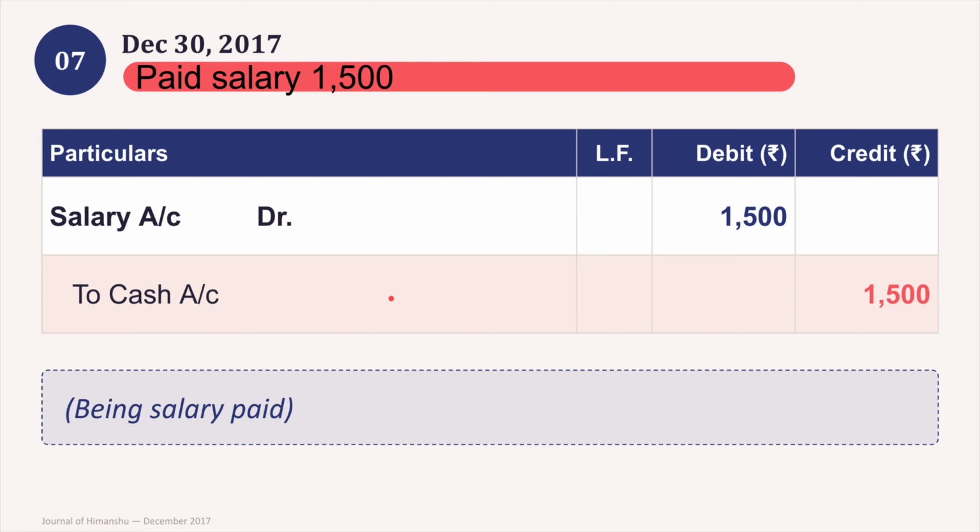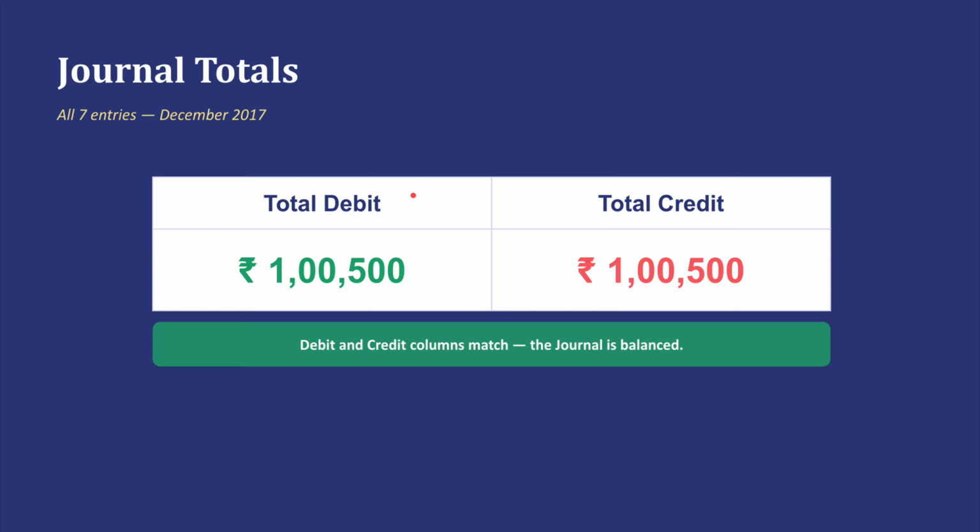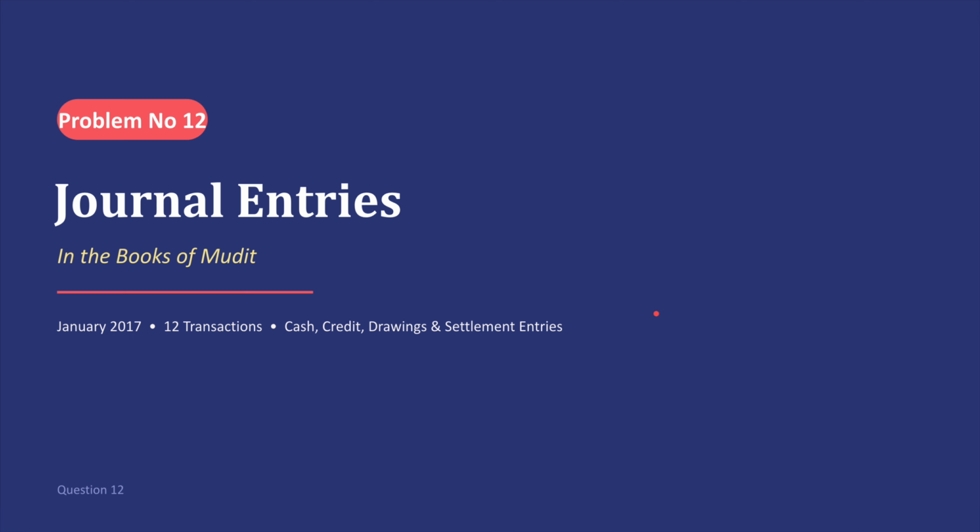Okay. Next will be paid salary 1500. So same, salary is also an expense. So we will debit salary, we will credit cash, and then the narration will be being salary paid. Okay. So if you total, your total debit and credit should be equal. So make sure that both the columns are tallying. Next we will see problem number 12.